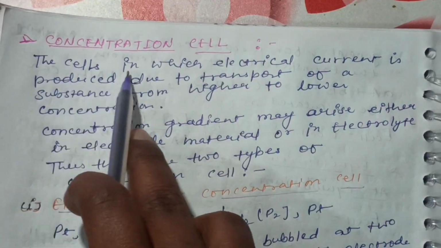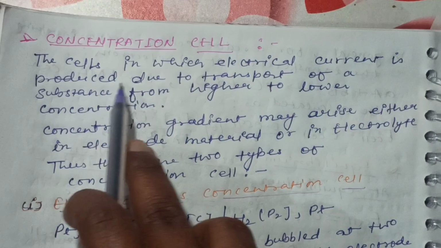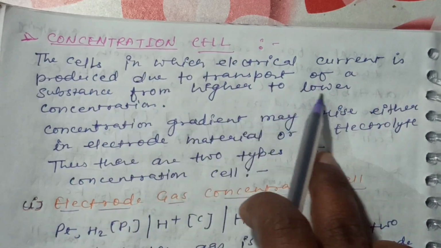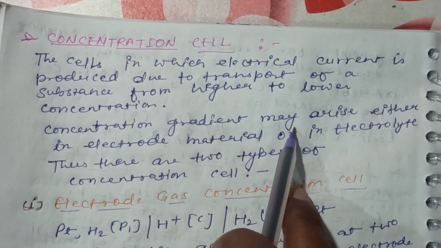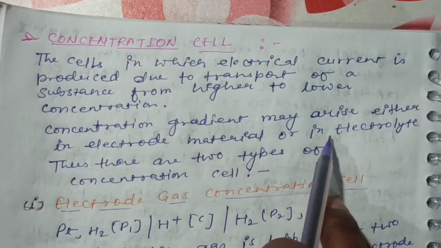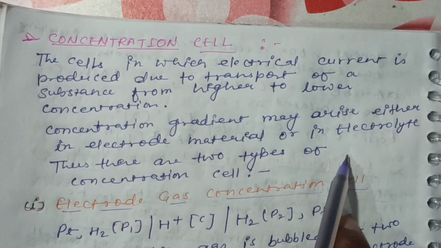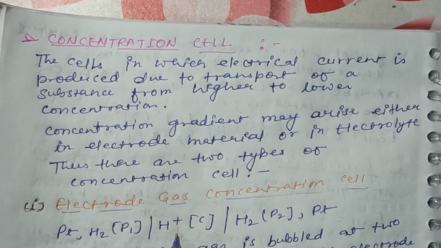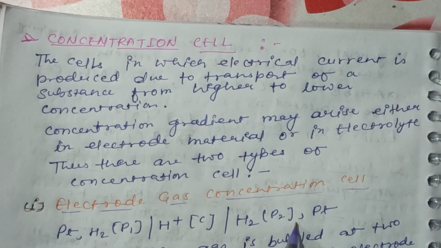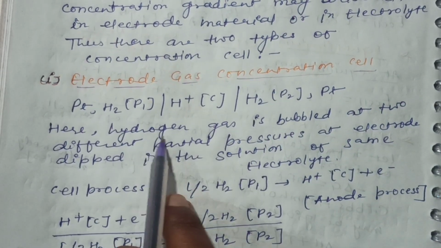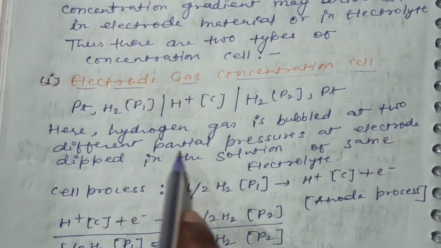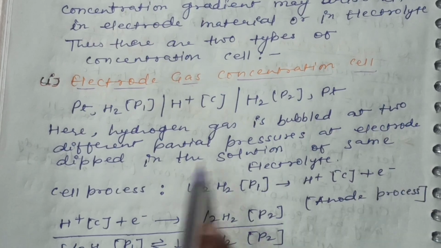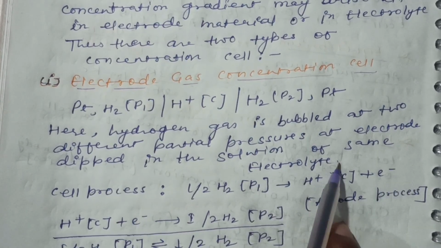Concentration cell. The cells in which electrical current is produced due to the transport of a substance from higher to lower concentration. The concentration gradient may arise either in the electrode material or in the electrolyte. Thus, there are two types of concentration cell. Electrode gas concentration cell: Pt, H2 (P1) | H plus (C) | H2 (P2), Pt. Here hydrogen gas is bubbled at two different partial pressures at electrodes dipped in the solution of the same electrolyte.